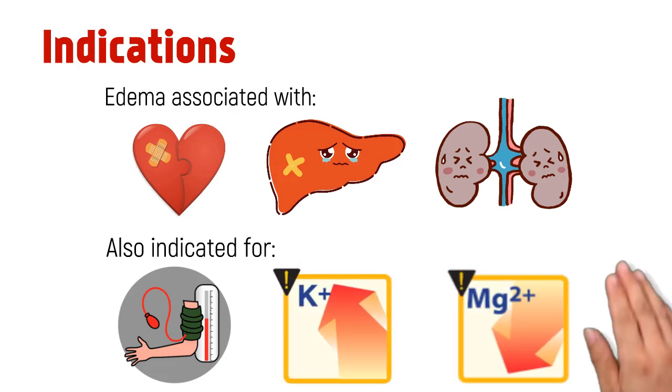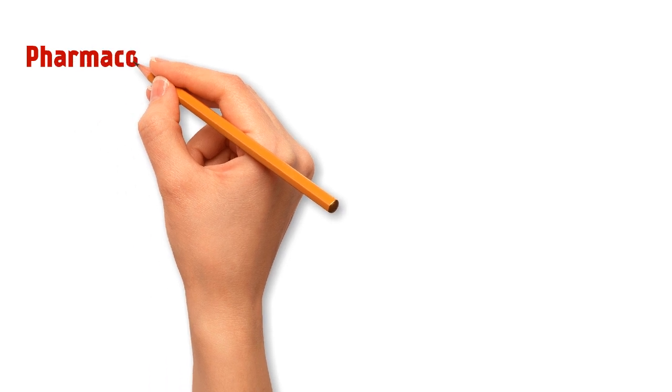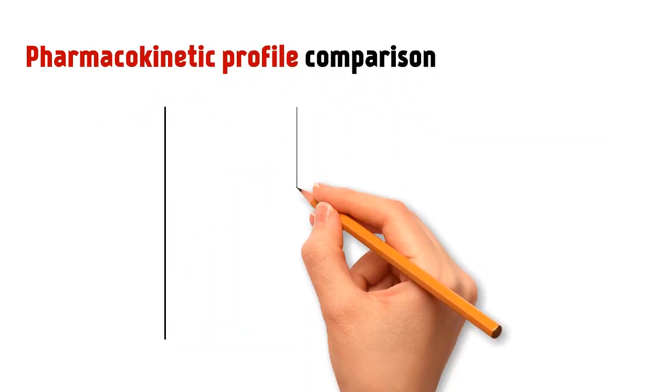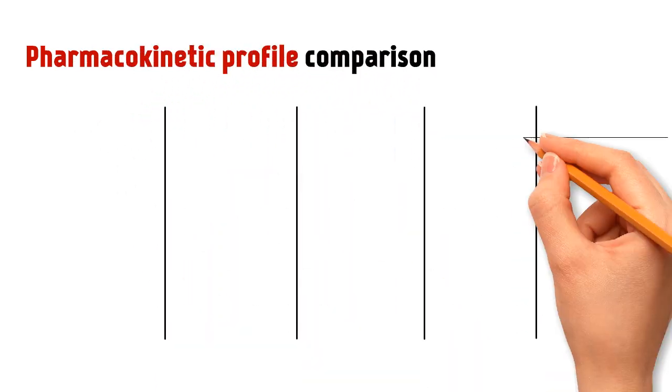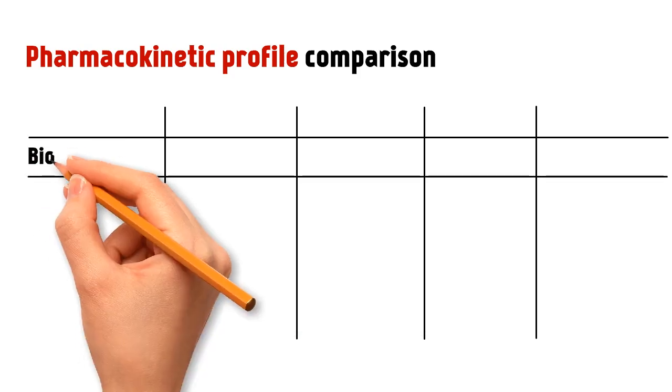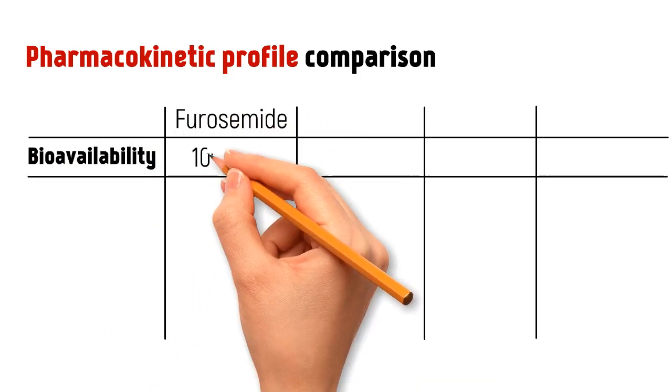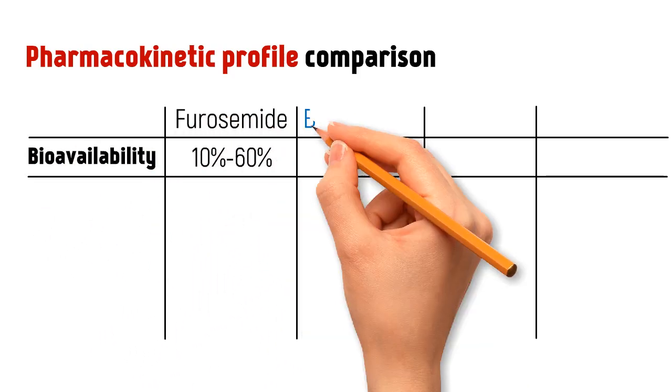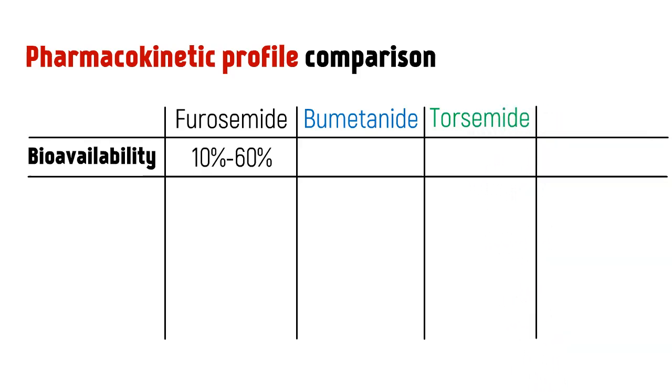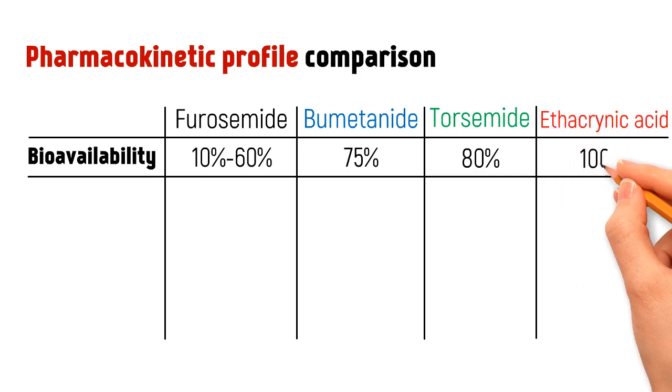Now, let's begin comparing loop diuretics, starting with their pharmacokinetic profiles, where these diuretics differ significantly. Furosemide has an unpredictable bioavailability ranging from 10 to 60% after oral administration. In contrast, bumetanide and torsemide have more consistent bioavailability rates of 75% and 80% respectively. Ethacrynic acid, however, boasts a bioavailability of 100%.